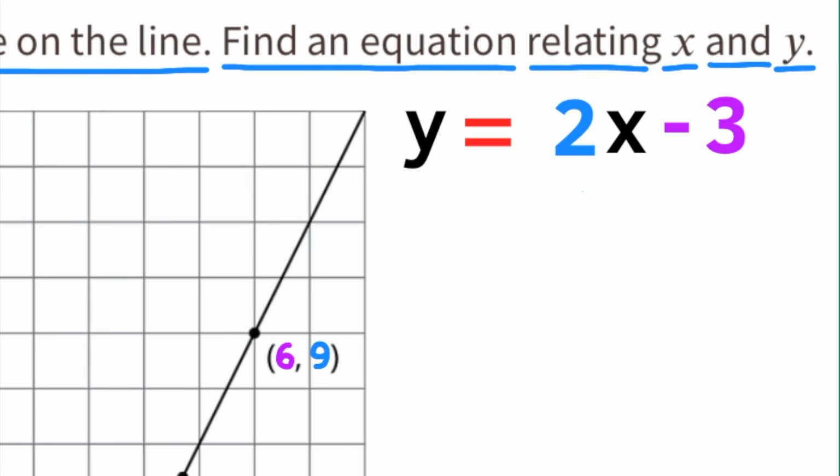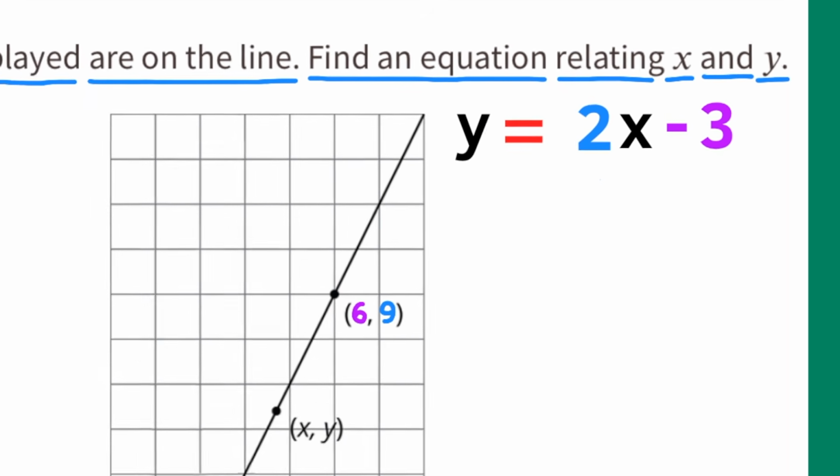Now that I've figured out that the slope is 2, I can substitute the m with a 2, and I've figured out that the y-intercept is negative 3, so I can substitute b with negative 3. Now my equation reads y equals 2x minus 3, or y equals 2 times x minus 3. This equation shows the relationship between x and y.